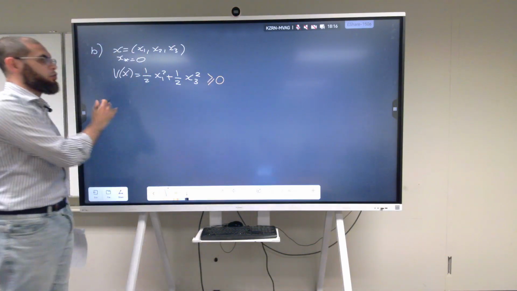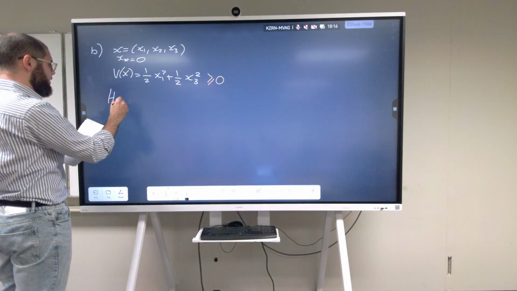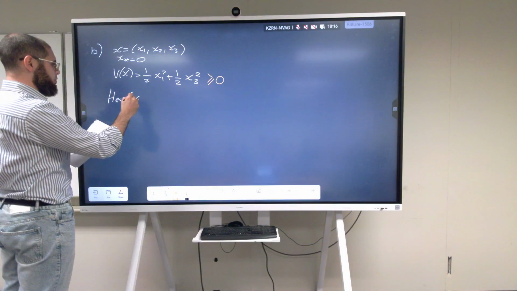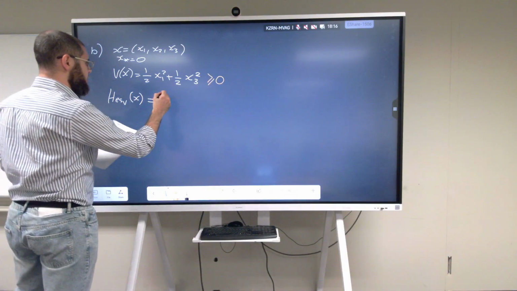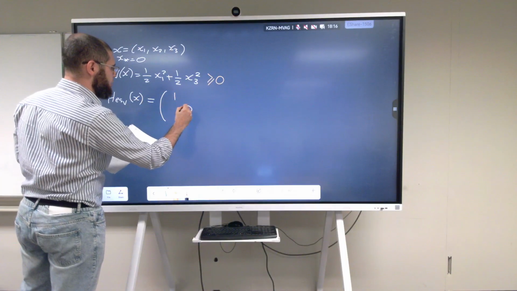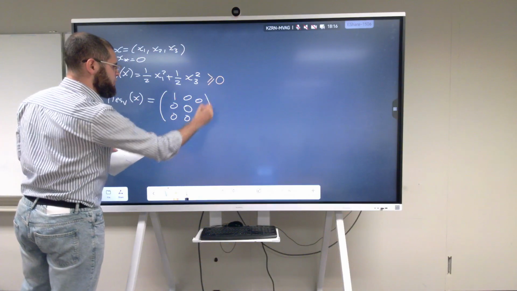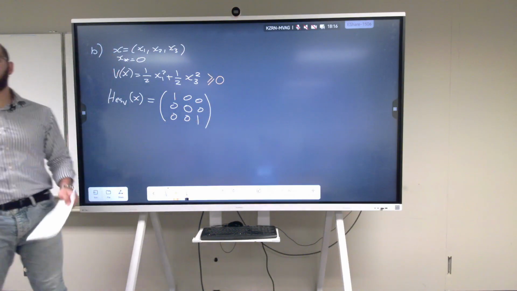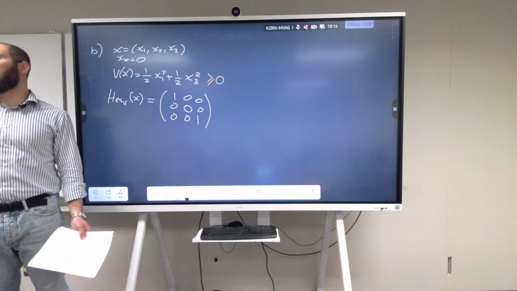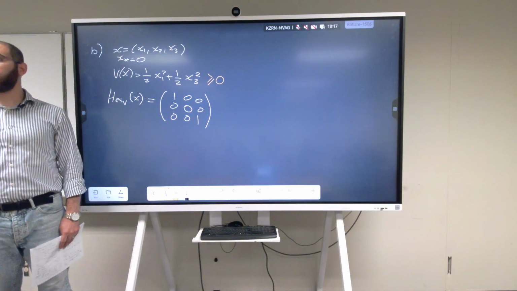If you do it the way we did with the Hessian, you can calculate the Hessian, and I leave this for you as homework, but it's actually trivial. It's simply going to be diag(1, 0, 1), which means that the eigenvalues are 1, 0, and 1. Which means it has an eigenvalue at 0. So it's semi-definite. Make sense?